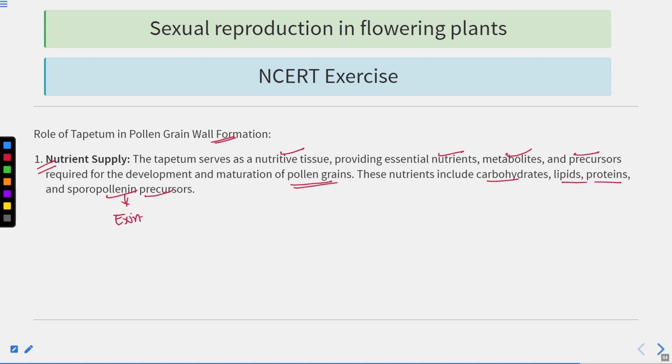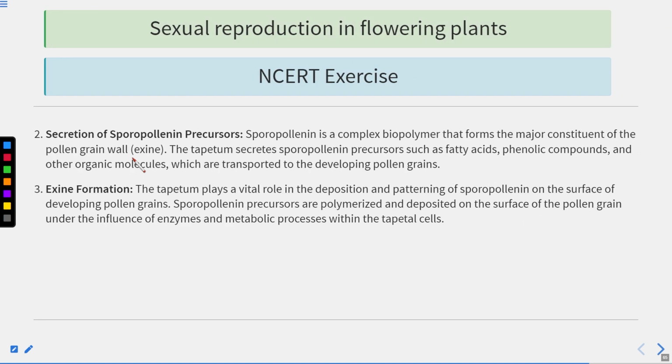So, pollen consists of two layers, the exine as well as the intine. The exine consists of a biopolymer which is very rough. Okay. So, this sporopollenin is present in the exine of the pollens, and the material for producing this sporopollenin is provided by the tapetum. Okay.